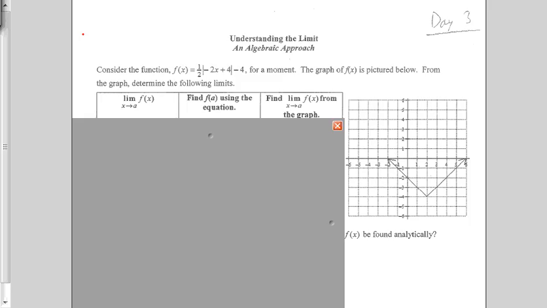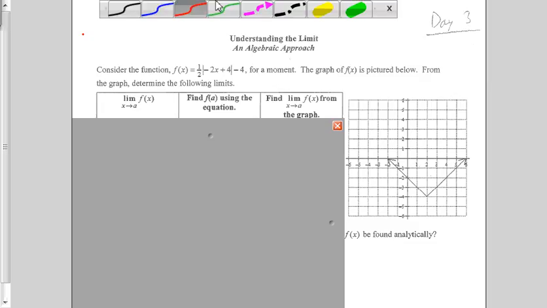Okay, so I have a function f of x that is equal to 1/2 the absolute value of negative 2x plus 4, and then subtract 4. So consider that, and they have that on the graph. And we want to come up with the following limit. So what I'm going to do, I'm actually going to do the right-hand part of this table first.